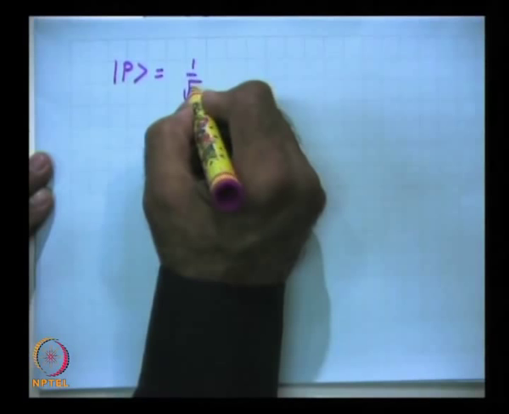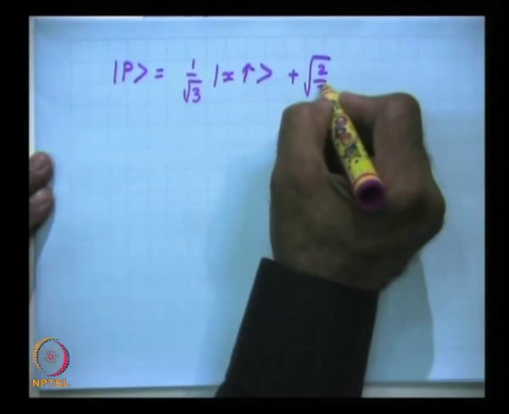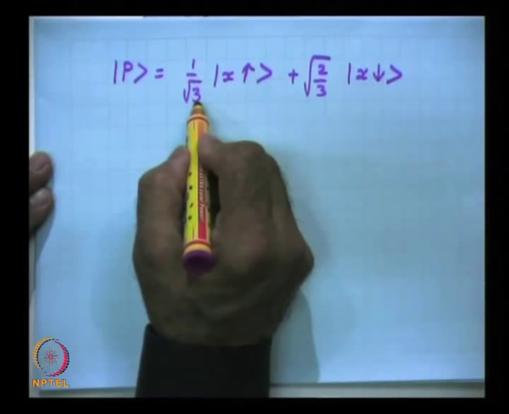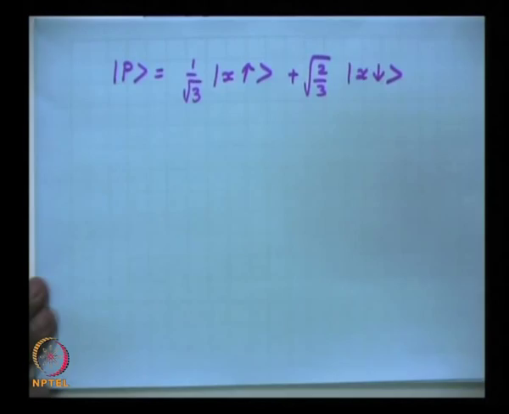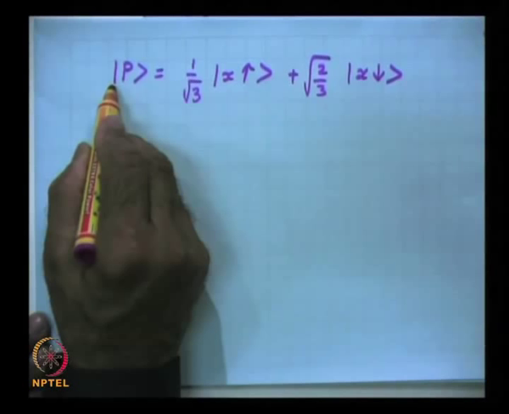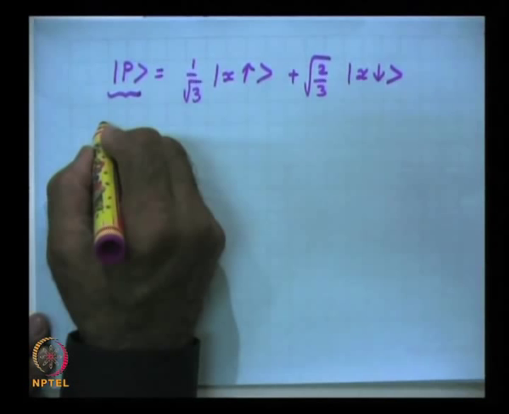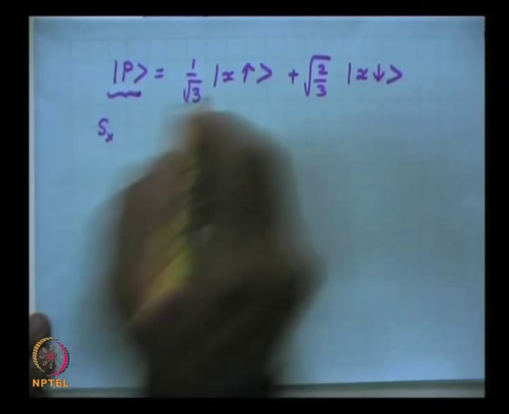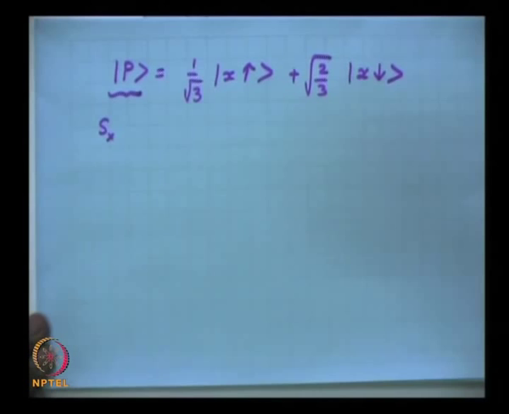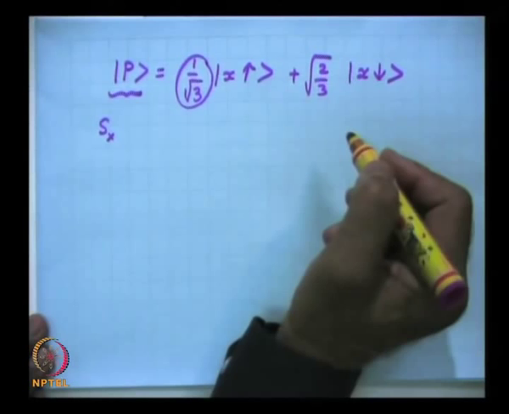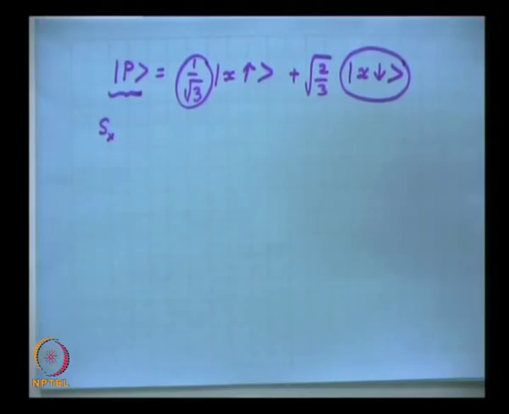But let me consider another state p. Let us suppose this is 1 over root 3 x up state plus root of 2 by 3 x down state. Now, this is normalized, because 1 over root 3 whole square plus root of 2 over 3 whole square is 1. Now, if the system is in state p, and I make a measurement of the x component of the angular momentum, will I get the x up state or the x down state? The answer is I do not know. There is a 1/3 probability of finding it in the x up state and a 2/3 probability of finding it in the x down state.